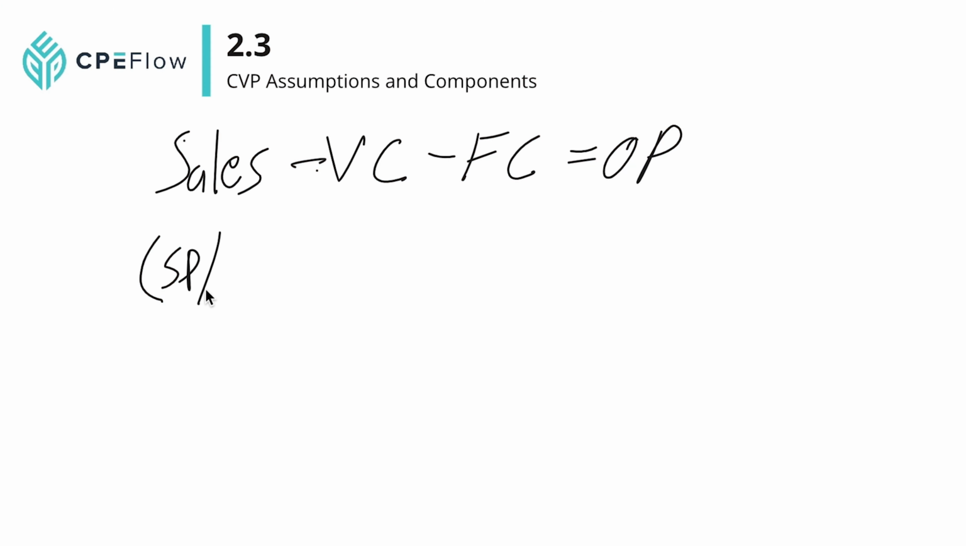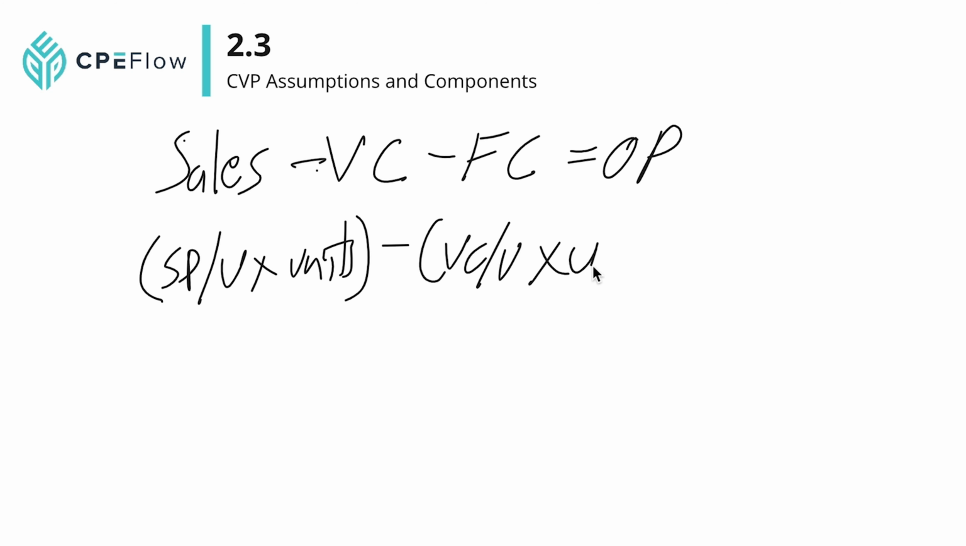For instance, if we want to learn how shifts in sales volume impact operating profits, like we'll need to do in a few minutes, we'd use the following variation. Sales price per unit times number of units sold, less variable cost per unit times number of units sold, less fixed cost equals operating profit.